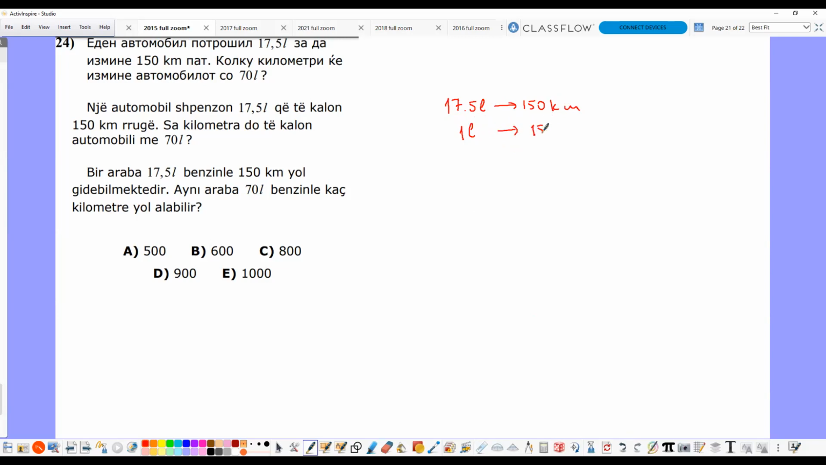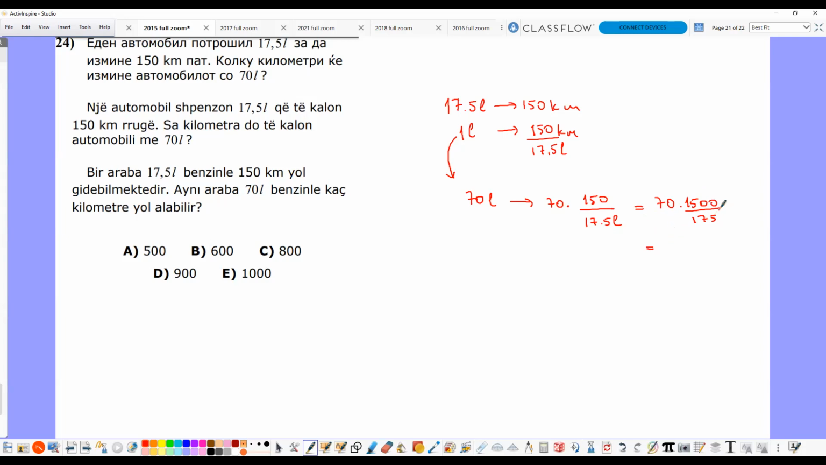So this gives you 150 divided by 17.5 liters, which is kilometers per liter. Now it's asking about 70 liters. So it means that if you multiply by 70, how many kilometers is it going to be? It's going to be 70 times 150 divided by 17.5. If this is a decimal, this is going to be equal to 70 times 1500 divided by 175. That's easy to calculate.